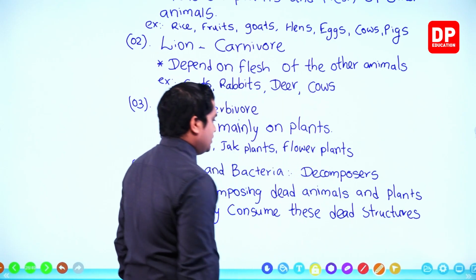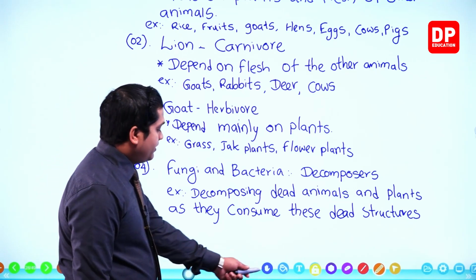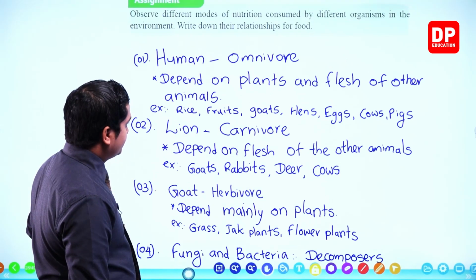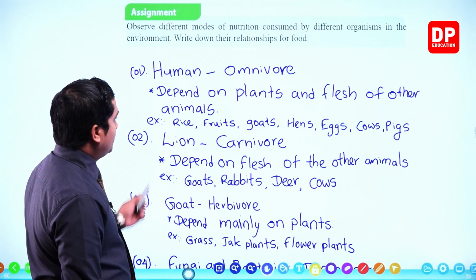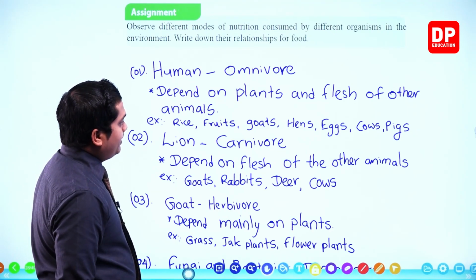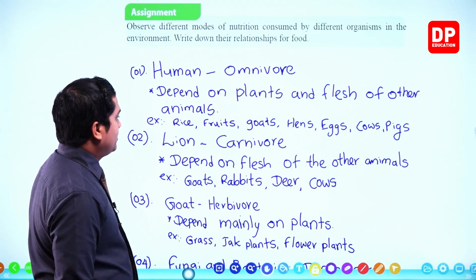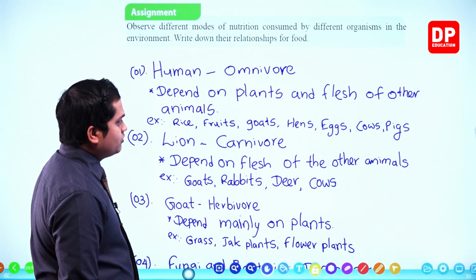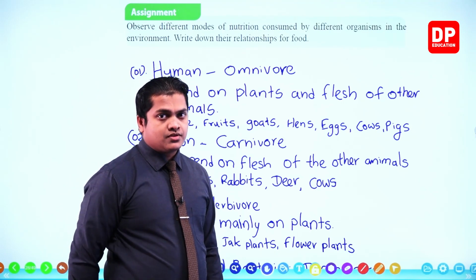Right. So these are several kinds of organisms living in our environment. And my dear children, their relationship for food. First of all, human, an omnivore organism. They depend on plants and flesh of other animals. For example, rice, fruits, goats, hens, eggs, cows and pigs. So there is a vast variety of food items.